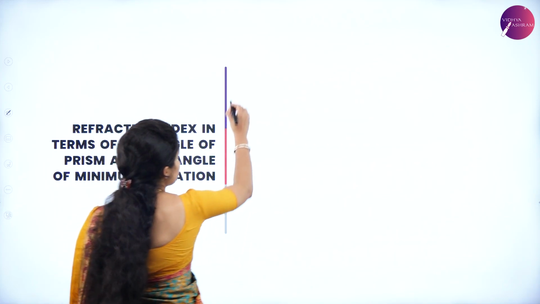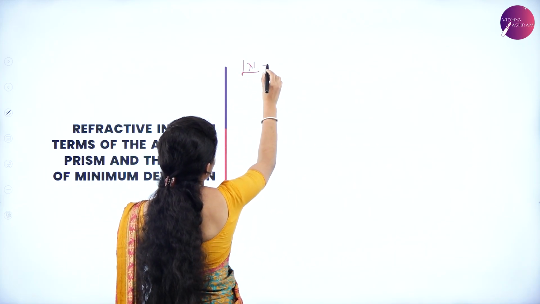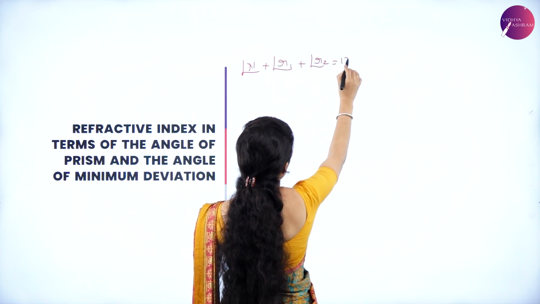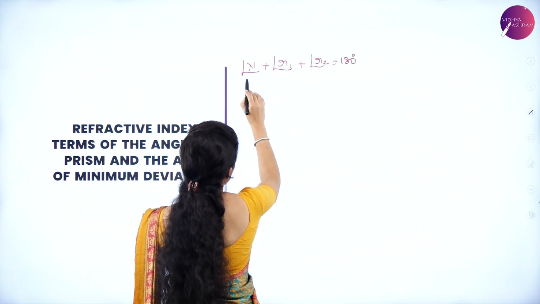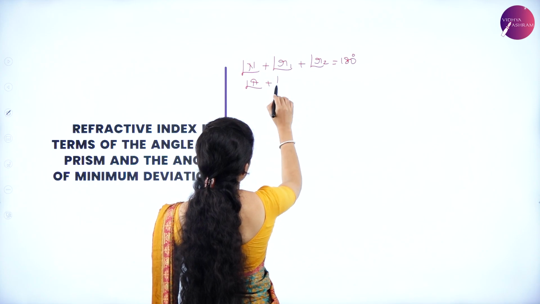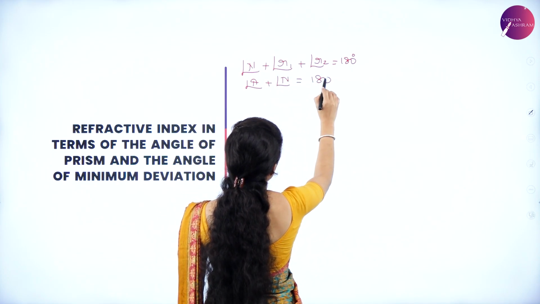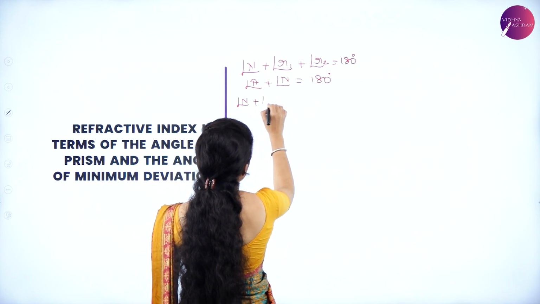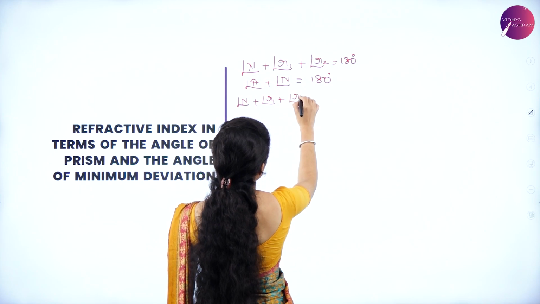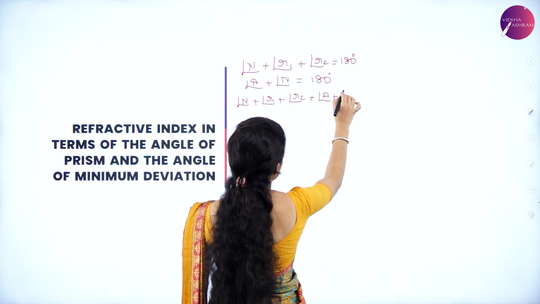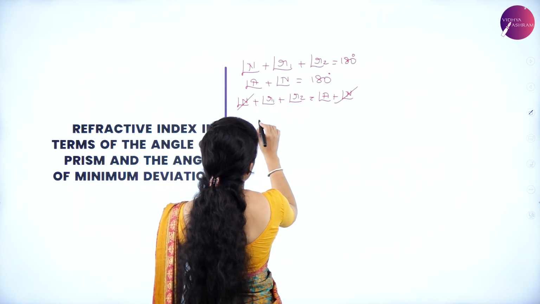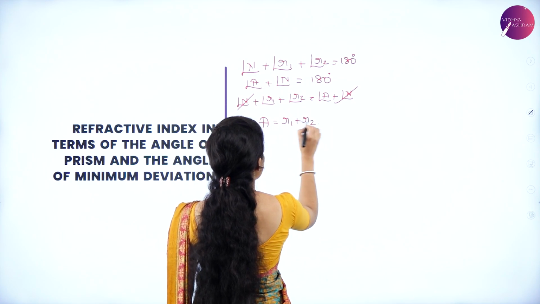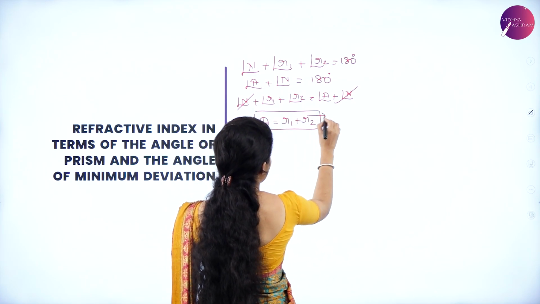So we can write it as angle N plus angle R1 plus angle R2 is equal to 180 degree. Similarly, we have angle A plus angle N is equal to 180 degree. Equate both. So you have angle N plus angle R1 plus angle R2 is equal to angle A plus angle N. N cancels with N. So we have A is equal to R1 plus R2 in simple. Okay. Call this as equation 4.